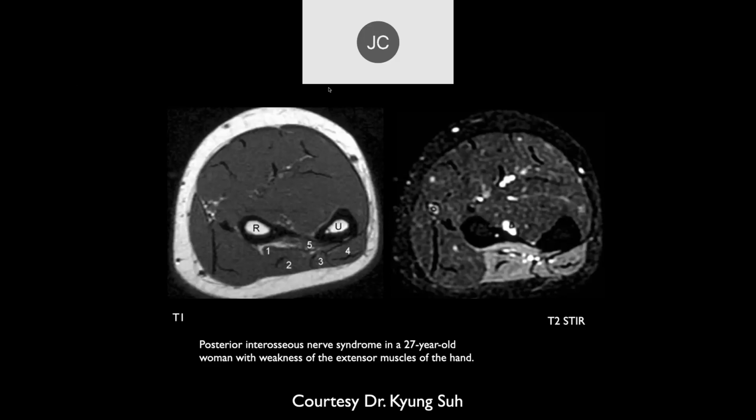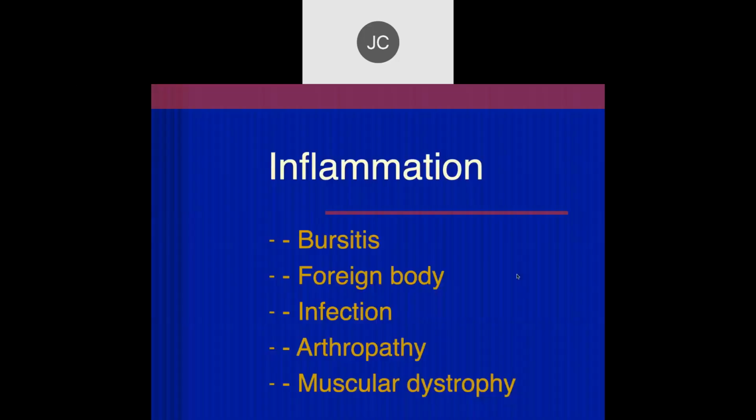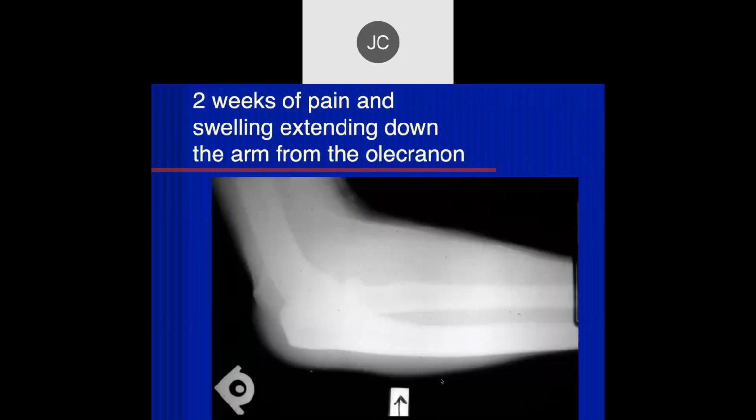Okay, and then here it just shows the muscles posteriorly that are involved with this syndrome. Okay, let's move on to inflammation, and hopefully John's going to be able to hear us soon. So we can look at bursitis, foreign bodies, infection, arthropathy, and the different muscular dystrophies. So Elior, what do you think of this one?